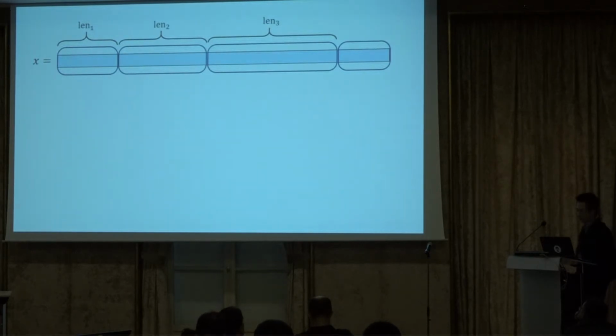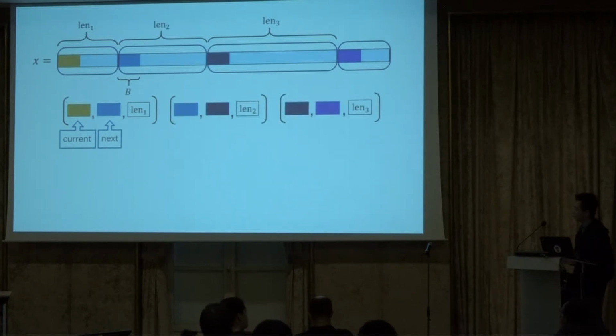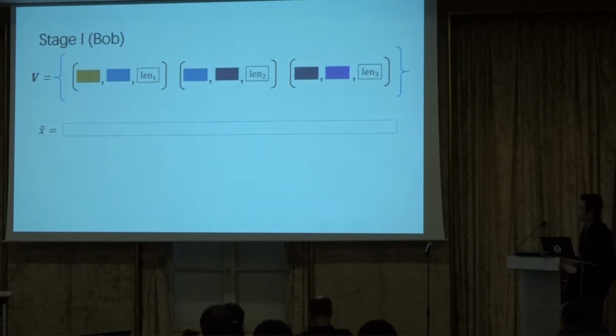So after partitioning X into smaller blocks, let's denote the length of each block as length 1, length 2, etc. Then we take the prefix of each block. And since any 2 substrings of length b are distinct, all these prefixes are distinct. Then we iterate on each block, and we take the prefix of the current block, the prefix of the next block, and the length of the current block into a triple. And we iterate on all the blocks and obtain many triples. We put these triples into a set V, and Bob can also do this for his string. So Bob will also obtain a version of V. And we prove the difference between these 2 sets is bounded by big O k. So Alice can further send a sketch to Bob to correct this set V. So after receiving this correct set V, Bob will first create an empty string X tilde.